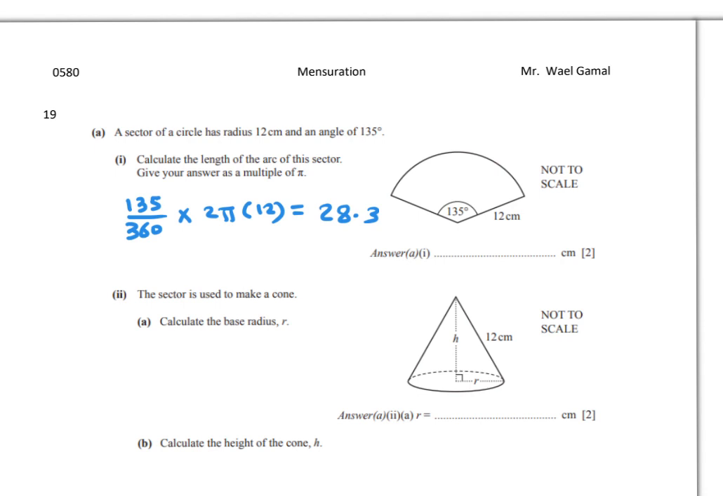Now part double I, the sector is used to make a cone. Calculate the base radius r.